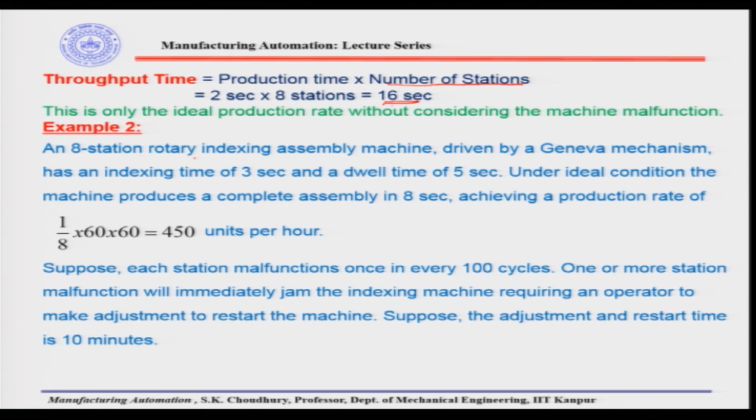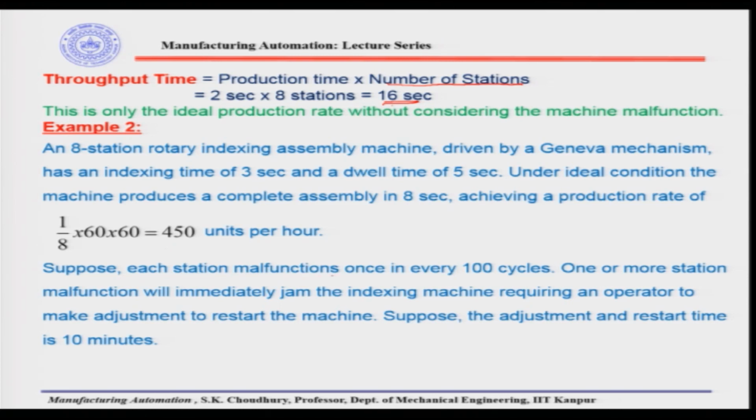An 8 station rotary indexing assembly machine driven by a Geneva mechanism again has an indexing time of 3 seconds. We will change that example a little bit, considering the machine breakdown. Under ideal conditions, the machine produces a complete assembly in 8 seconds, achieving a production rate of 1/8 × 60 × 60, which is 450 per hour.